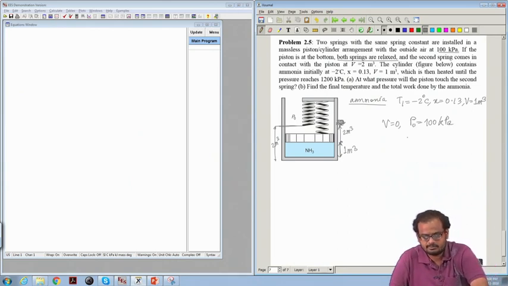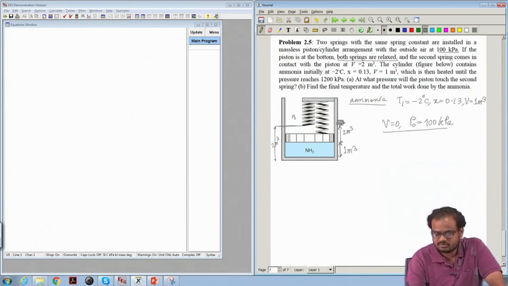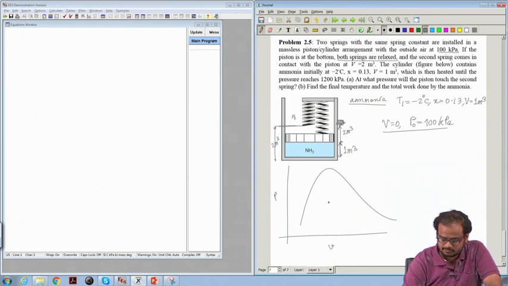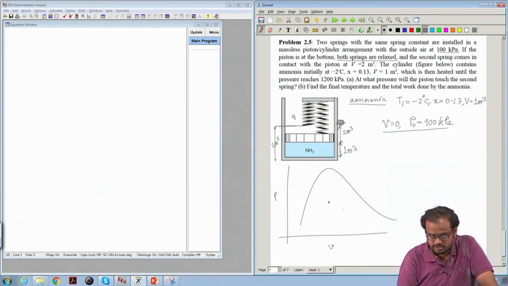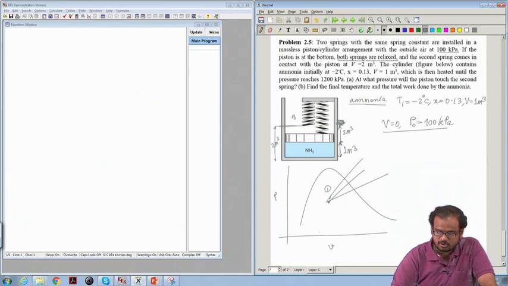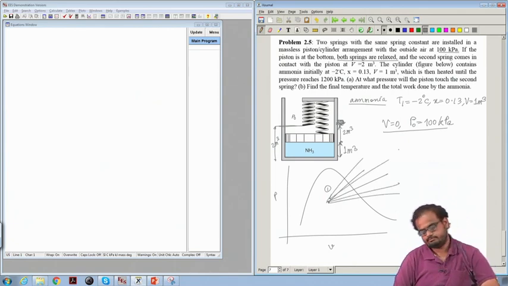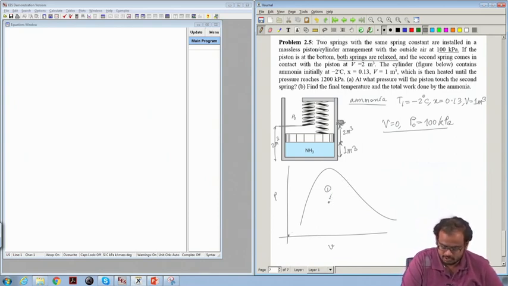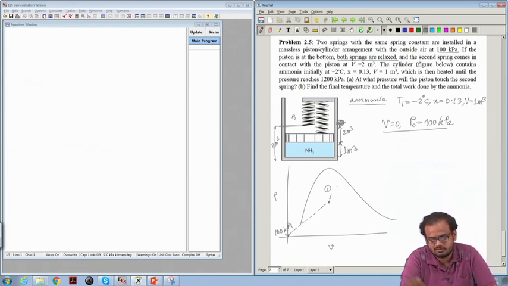Why is this information needed? Because we do not have a reference state to find out how the spring behaves otherwise. See, the initial state is given somewhere at minus 2 degrees Celsius and x equal to 0.13, that is state 1. But I do not know what the slope is, because I do not have the spring constant. It can be anything. So, what determines the slope is the back reference state, because at V equal to 0, this pressure becomes 100 kilopascal. So, this actually tells me the slope, if I know the pressure at the first point.